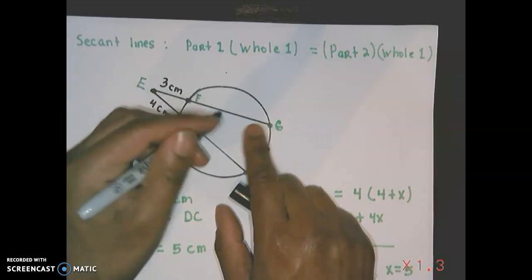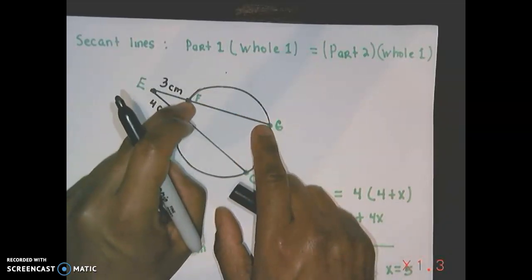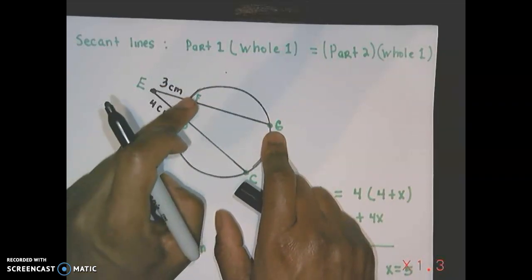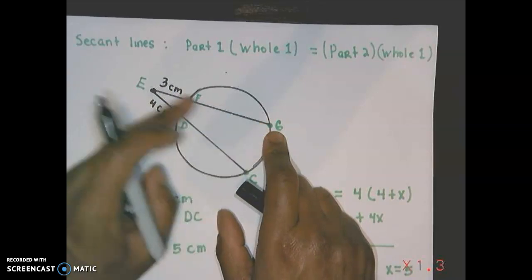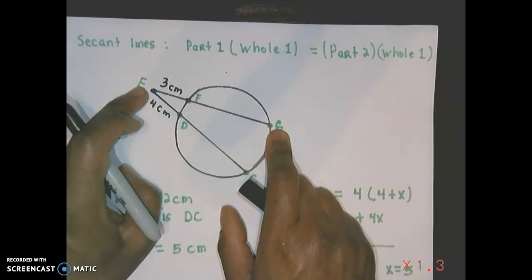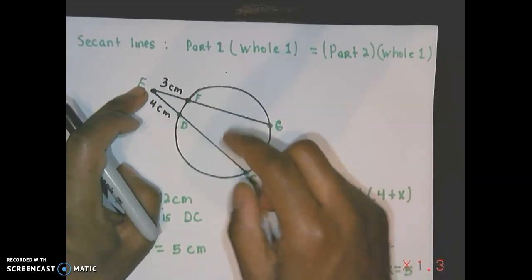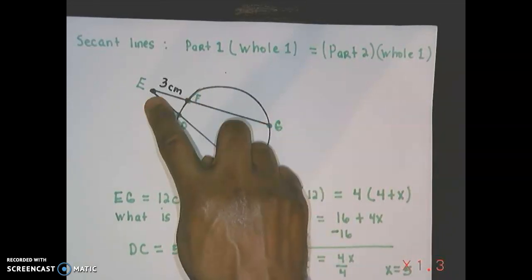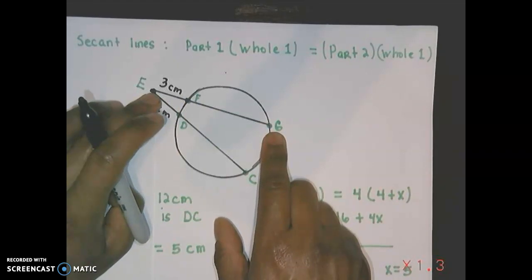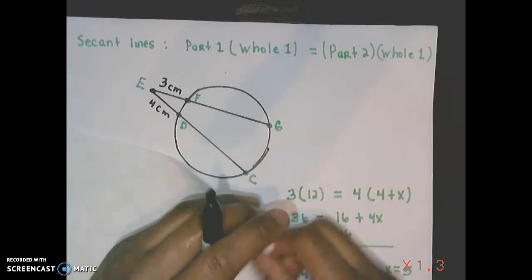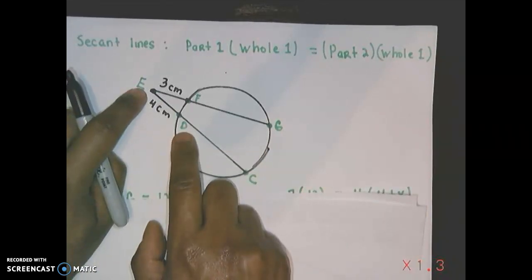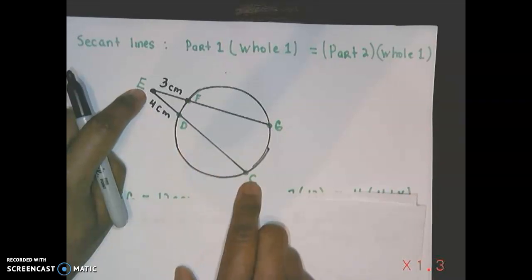I don't know right now what FG is, but we'll see later. So from E to G is going to be your whole, because we only want to talk about parts and whole. So the part of this line is EF, but the whole secant line is EG. And if you look here, the part is segment ED, and the whole is EC.